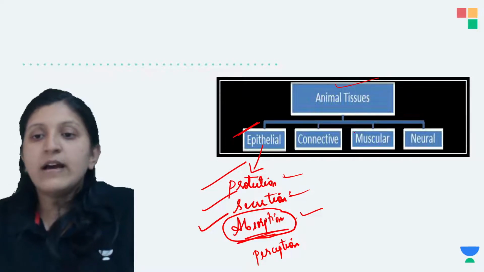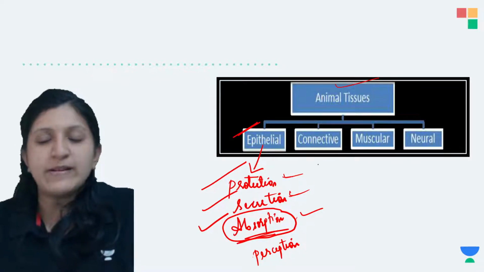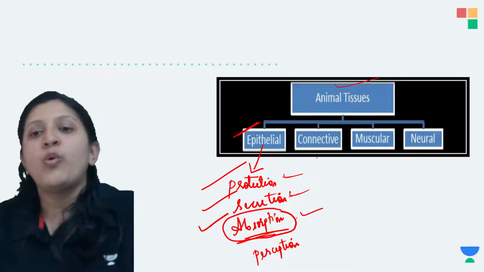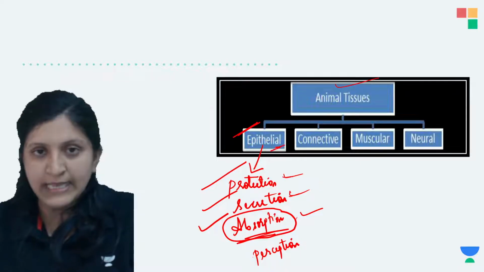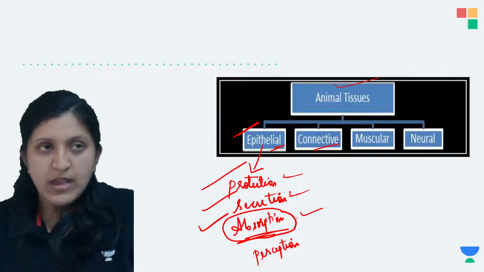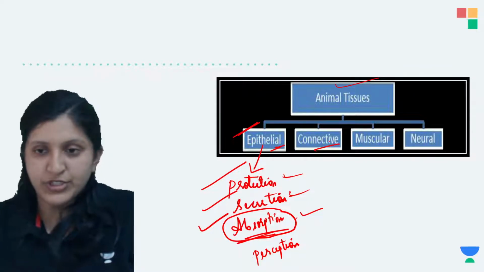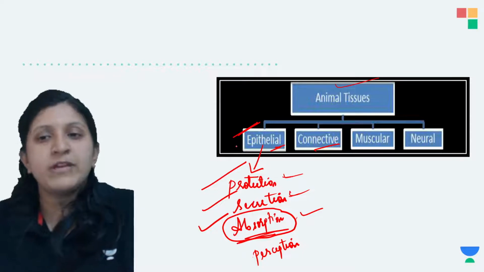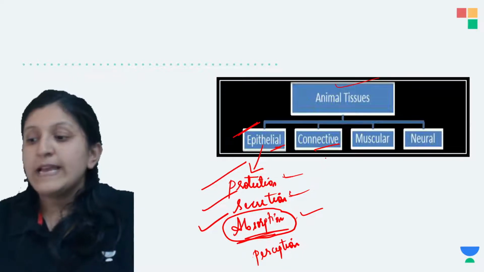Moving on to the next one, I'll just brief them out and then we'll study the epithelial tissue in detail. Now there is connective tissue. So what exactly is this connective tissue? When we mention connective tissue, as the name itself suggests, it is connecting.